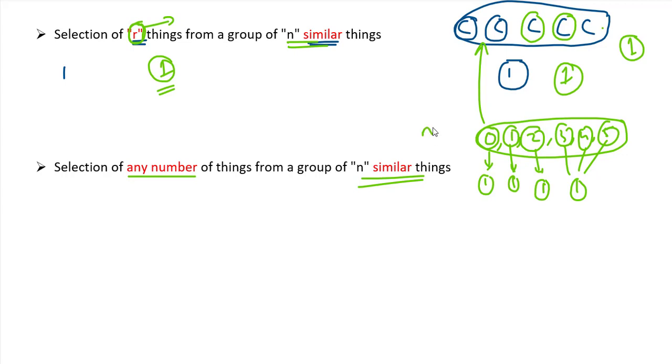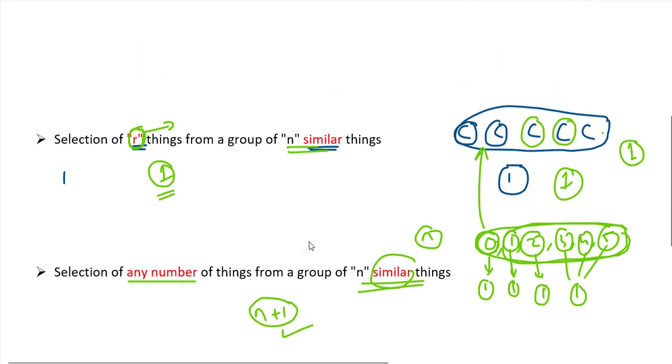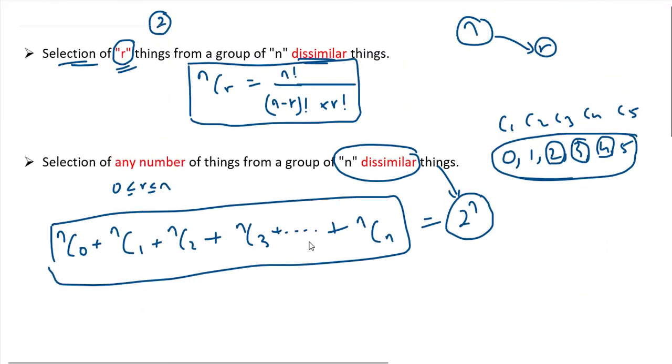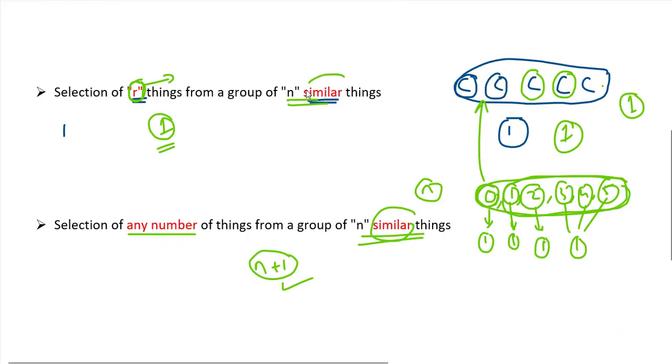So if there are n chocolates in this box, there will be n plus 1 ways, because for selecting 0 chocolates we have to count one extra way, and for the rest of the n chocolates from 1 to n there will be n ways. So the total number of ways in which you can select any number of things from a group of n similar things will be n plus 1 ways. So please understand the difference between the first two cases and the last two cases that we have taken. In the first two cases, we had to select from a group of dissimilar things, whereas in the last two cases, we had to make the selection from similar things.